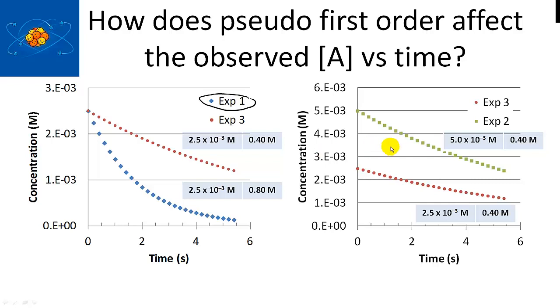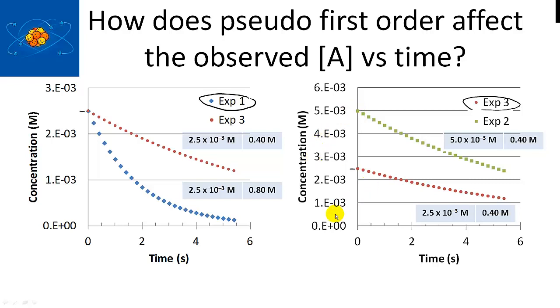On the other hand, if you look at experiments 2 and 3, now you notice I regraphed 3 here. So 3 is on the graph as red, and you notice it starts out here. That's about 2.5 times 10 to the minus third. This is about 2.5 times 10 to the minus third, just graphed on a different scale. And if you remember experiment 2, the concentration of A was doubled, the concentration of B was held constant. And this is what the concentration versus time plot looks like.